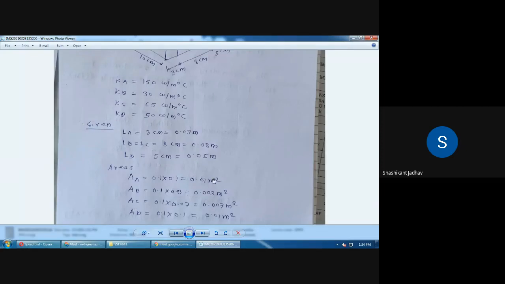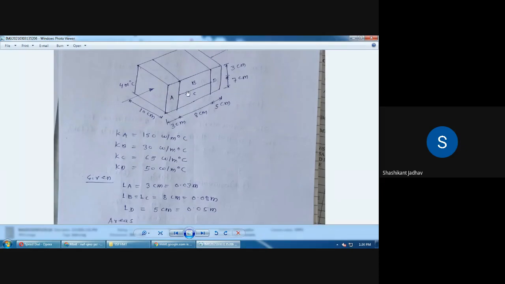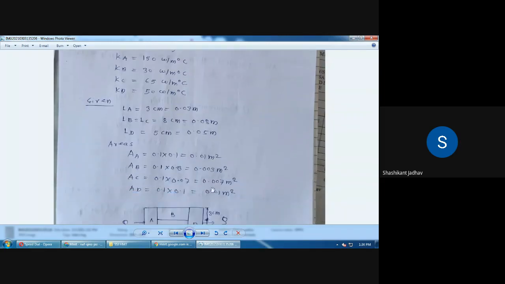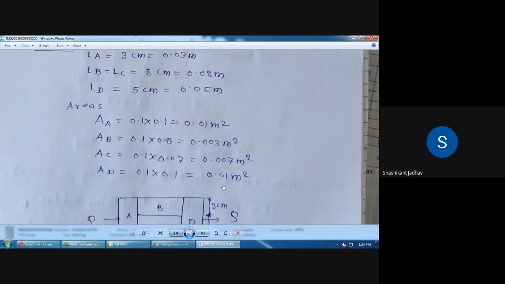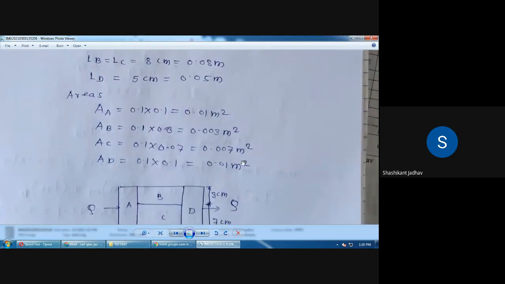Similarly for layer C, what will be the area for layer C? What is the height of C? 7 centimeter is given as the height. This is the height for layer C, 7 centimeter. So 7 into 10. That is the area for layer C. So write down the area values: area of layer A, layer B, layer C and layer D. Okay.